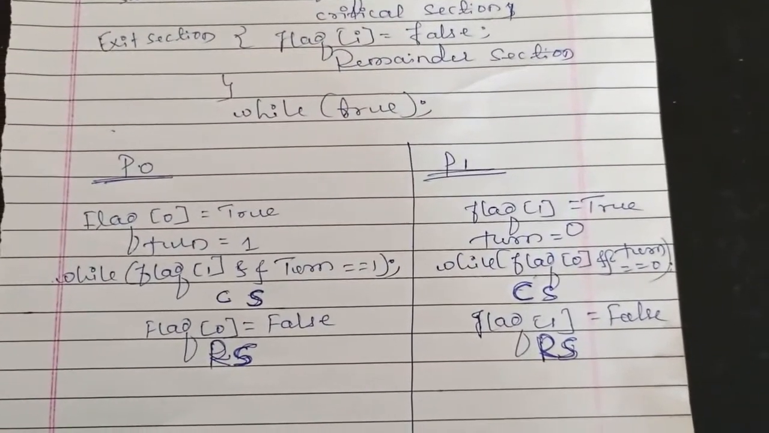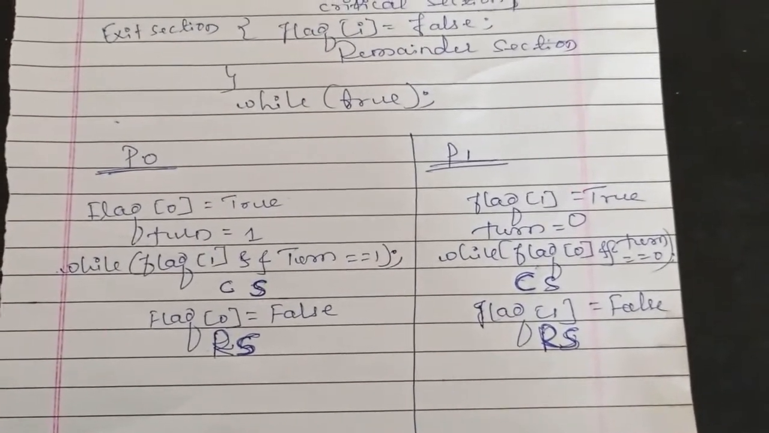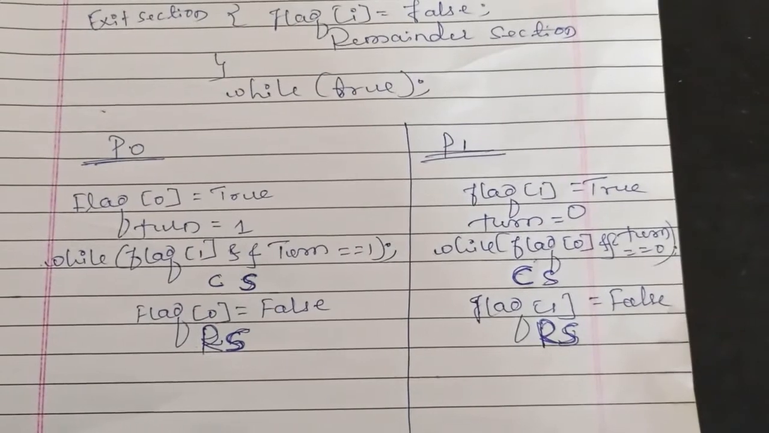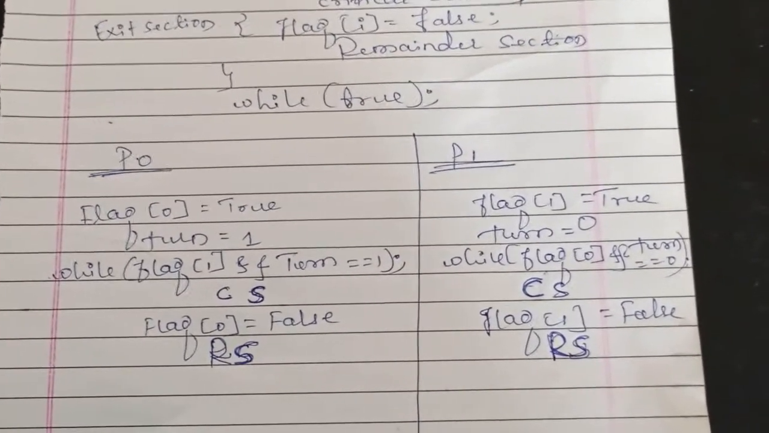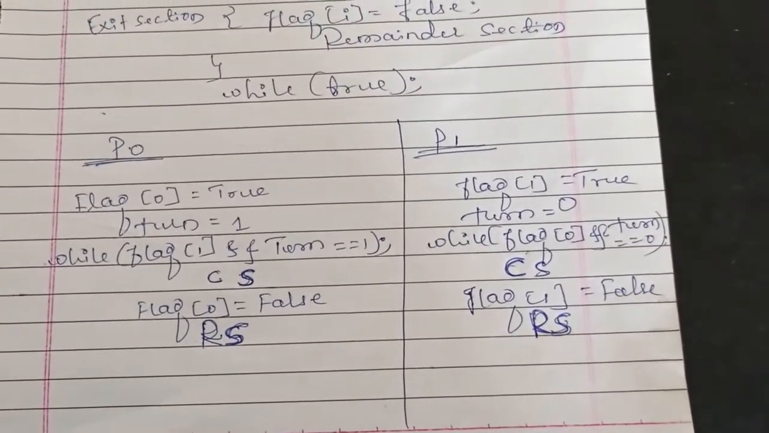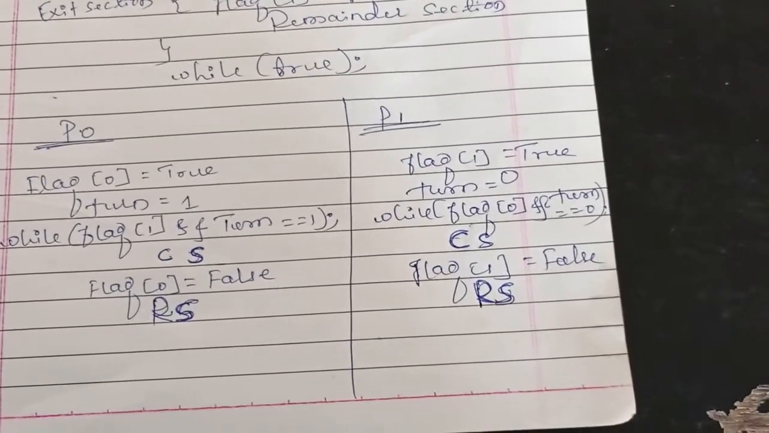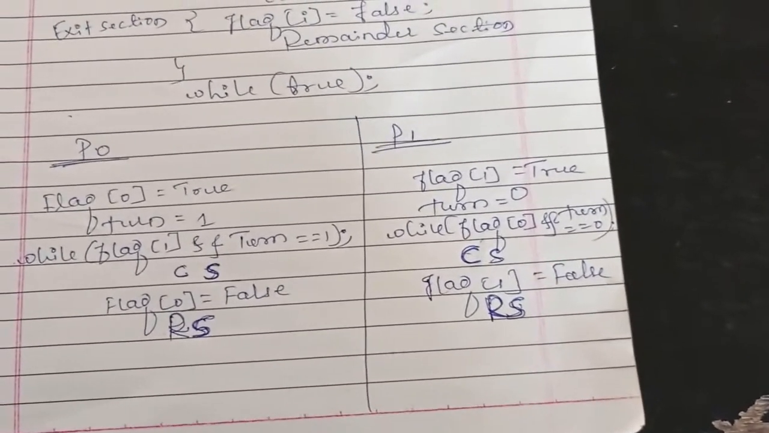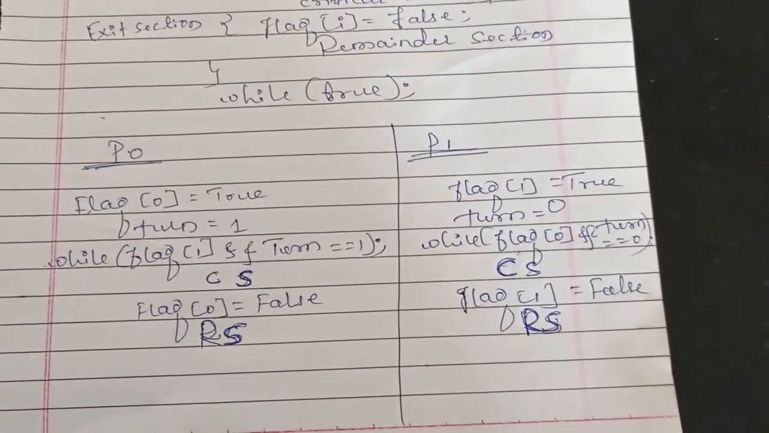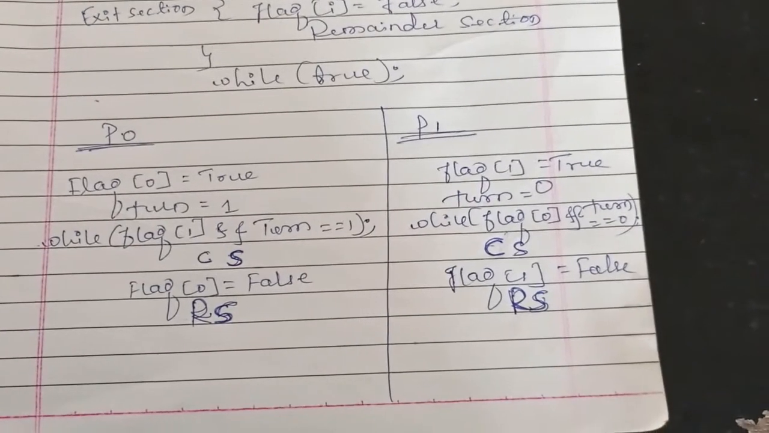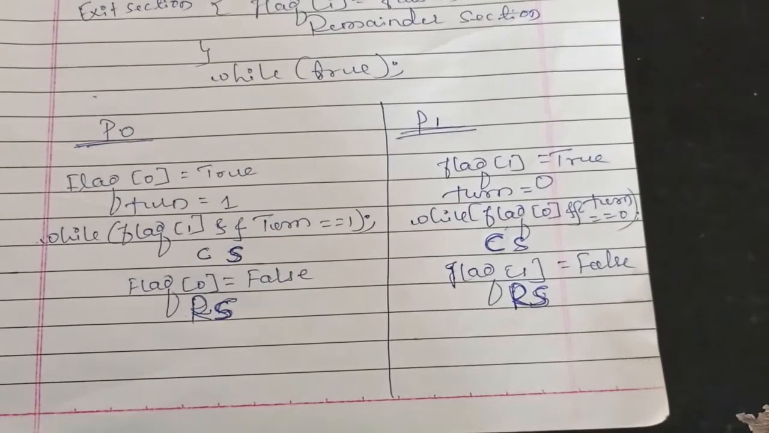So what is the use of the turn variable? The turn variable indicates who should enter its critical section. Turn equal to 1 means we are giving a chance to process P1 to enter its critical section. We are asking process P1 whether it is ready to execute in its critical section. If process P1 is ready to enter its critical section, then once again it has to set the value of its flag to true.